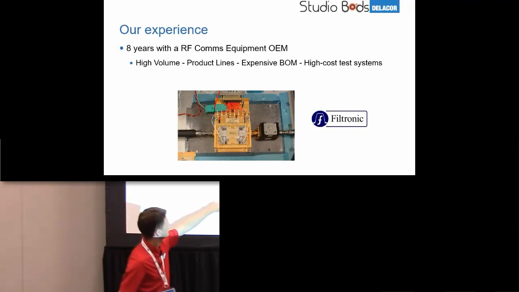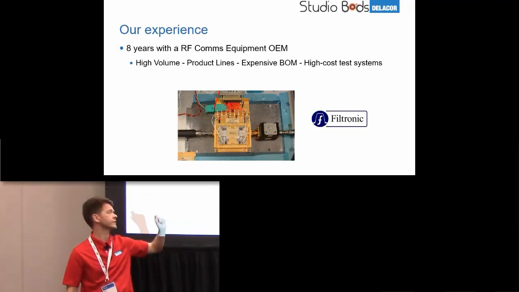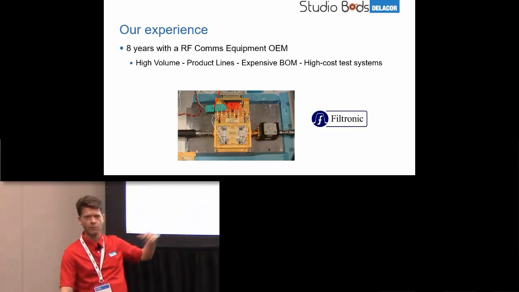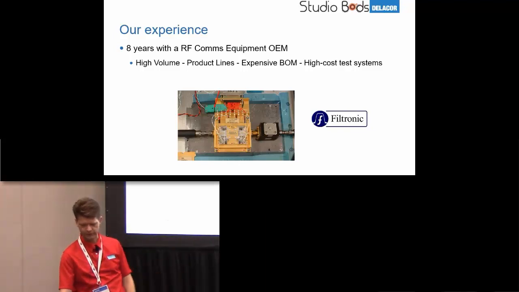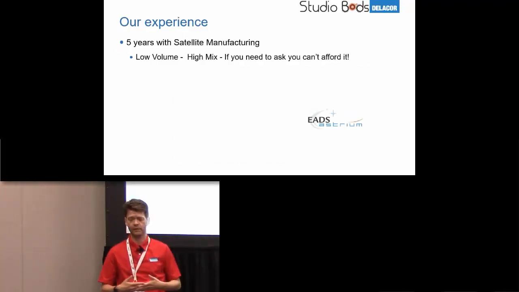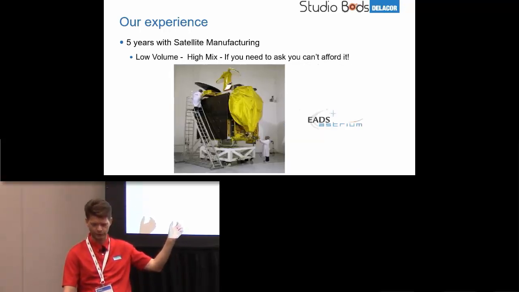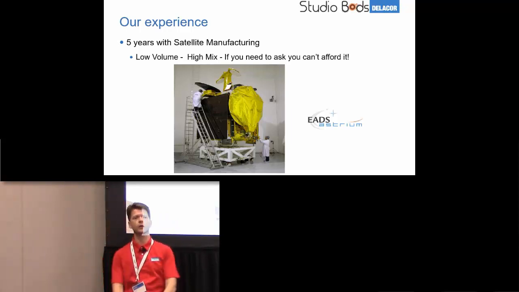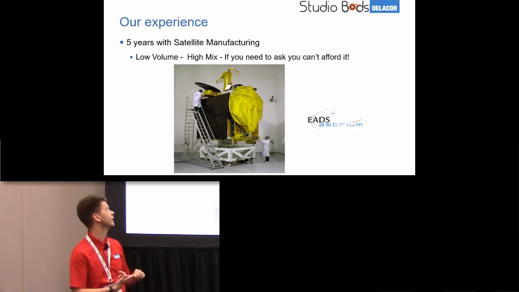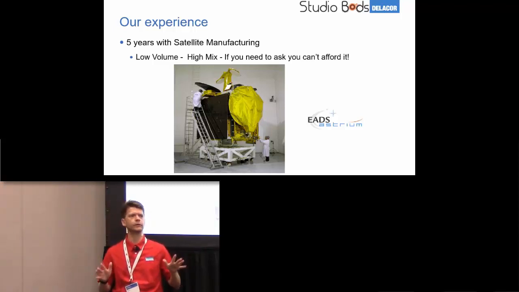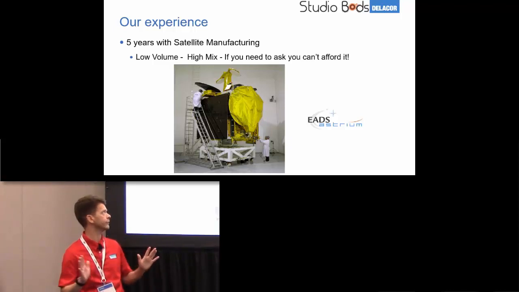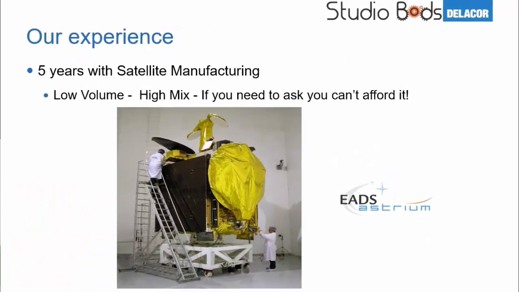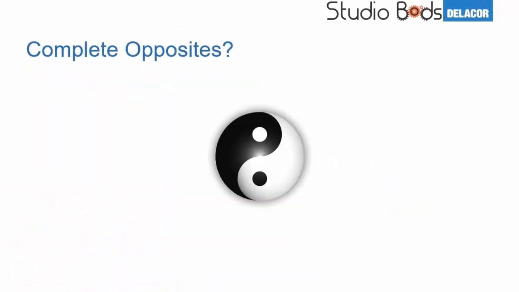There's a little picture here. This is about the size of a postage stamp, so it's a tiny little thing, but it's expensive. My next area of experience was 5 years in satellite manufacturing. So we've gone from something the size of a postage stamp to something the size of a Volkswagen. Here you've got extremely low volume, 1, maybe 2 units per year, and very high mix. Every single payload is completely different. And regarding the cost of test, if you need to ask, you can't afford it. So, complete opposites, right? Surely very, very different.